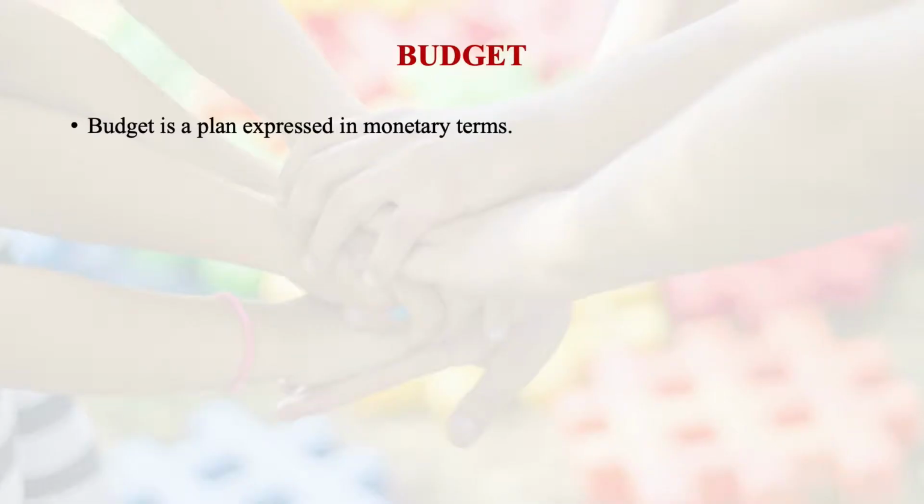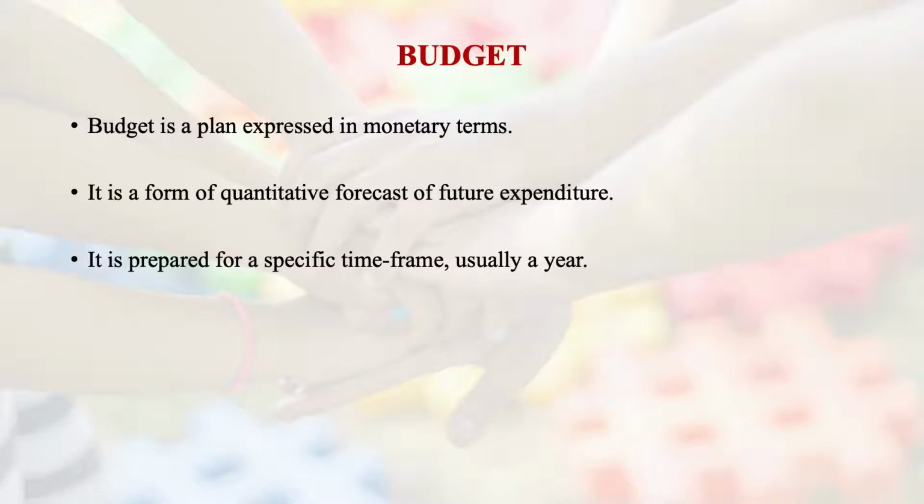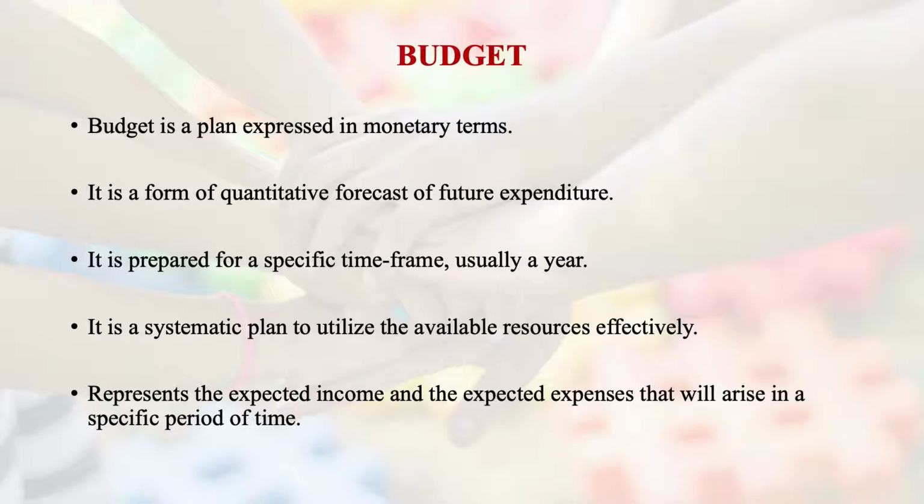Basically, when we talk about or try to define a budget, it is a plan expressed in monetary terms. It is a form of quantitative forecast of future expenditure. It is prepared for a specific time frame. Usually it is prepared for a year, but to understand the intricacies of the operational issues arising in an NGO, it can be prepared in the short term also. We'll see the classification later. So you can prepare it for a quarterly budget also, or say semi-annual budgets also. But the final budget is usually prepared for a year. And it is a systematic plan which utilizes the available resources effectively, and it tries to represent the expected income and the expected expenses that may arise in a specific period of time.